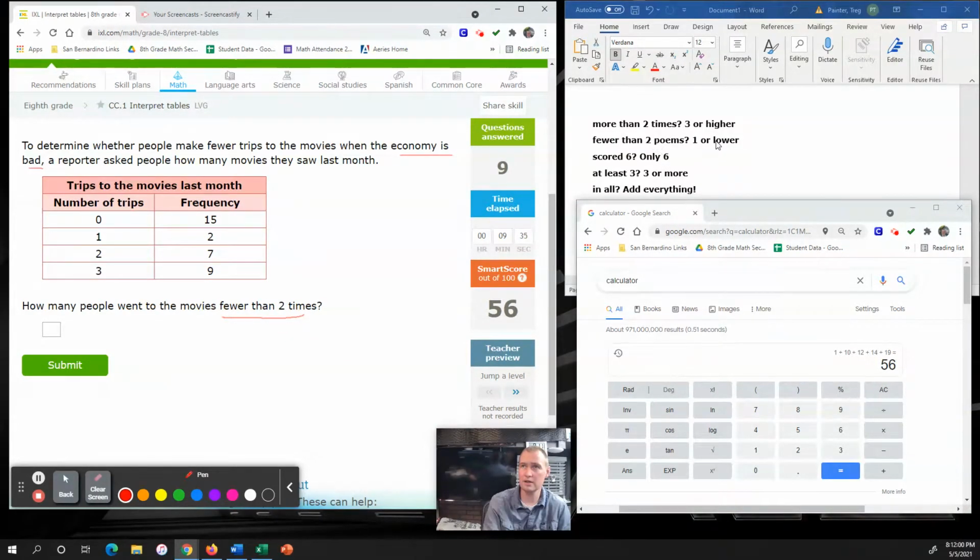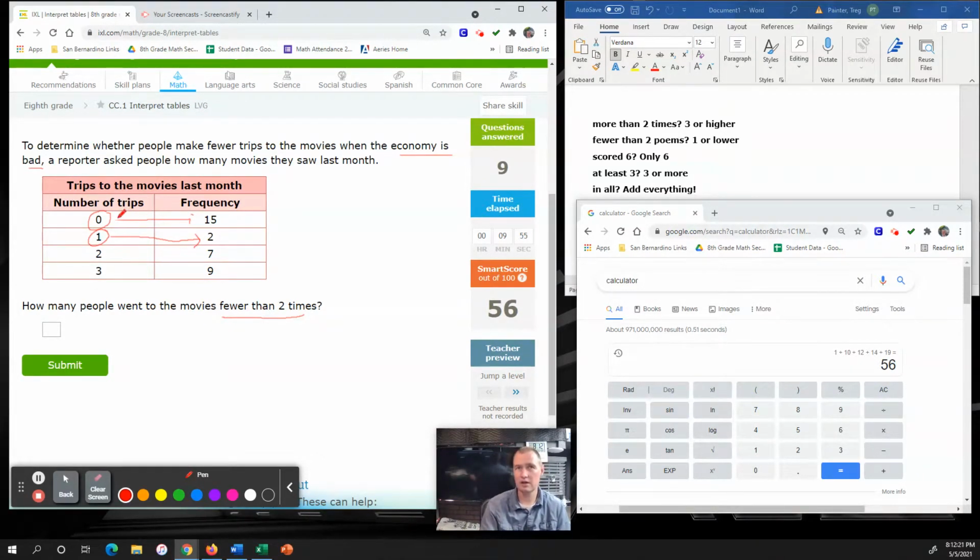So fewer means 1 or lower. And actually, this worked out perfect because we're just counting a number of times. So we're going to include 1 and 0. So 1 is fewer than 2 times, so that's 2. And 0 is also fewer than 2.